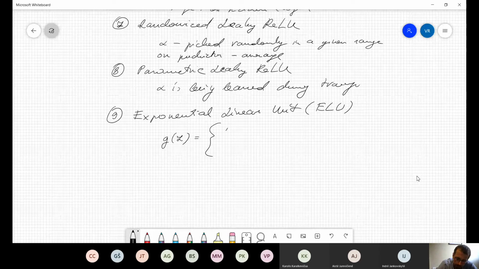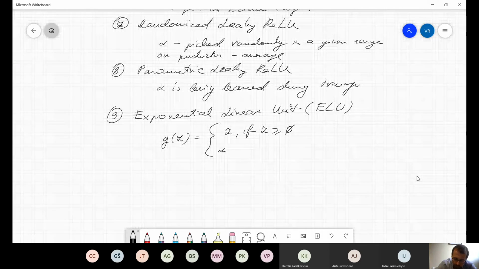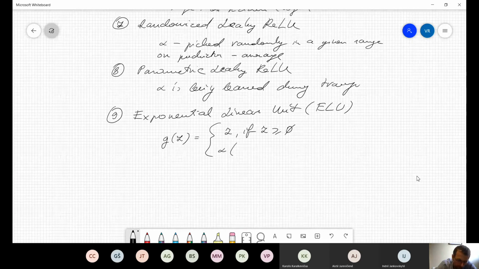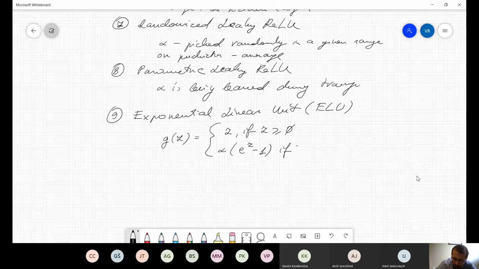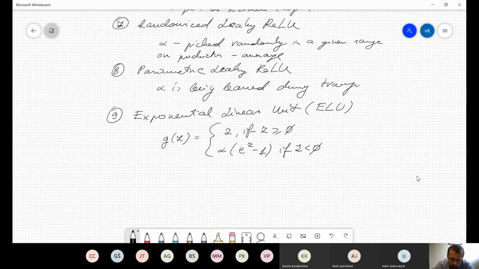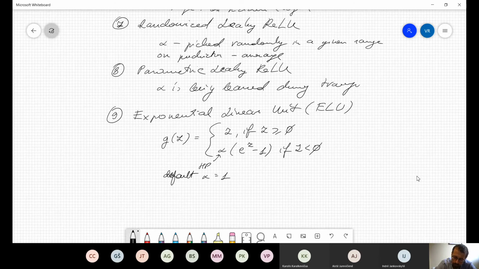So basically, it returns z again if z is greater than or equal to 0. This is again linear, on the plus side. But on the minus side, it's alpha multiplied by (e^z minus 1) if z is less than 0. So this is again alpha, a hyperparameter that needs to be chosen. Usually it is equal to 1. Default alpha equals 1, and this is quite a good choice for the default.